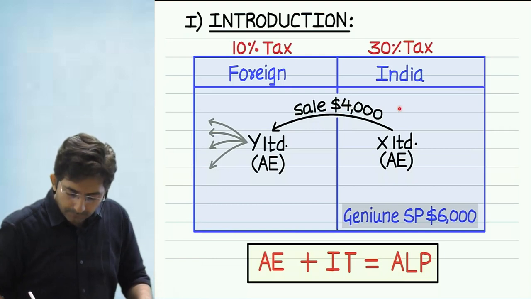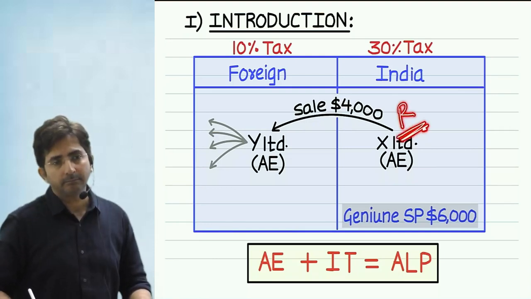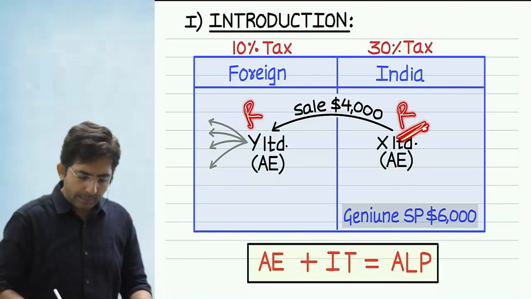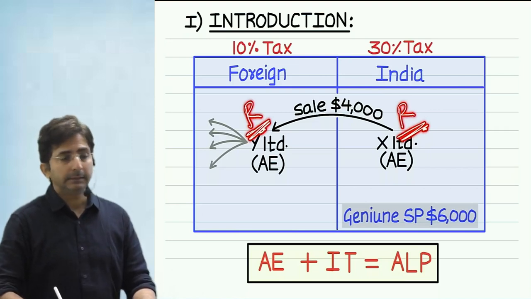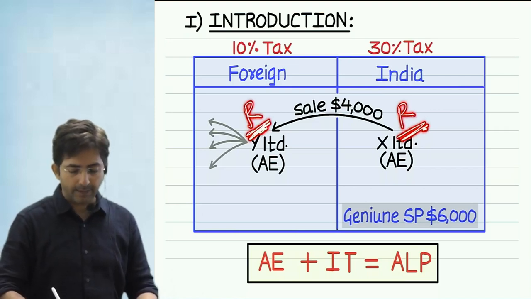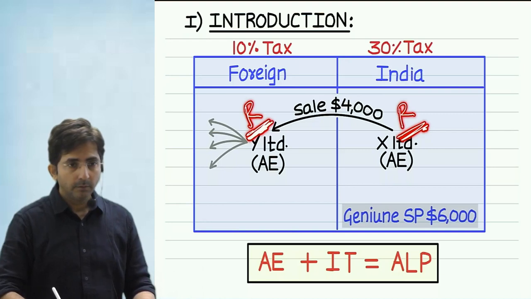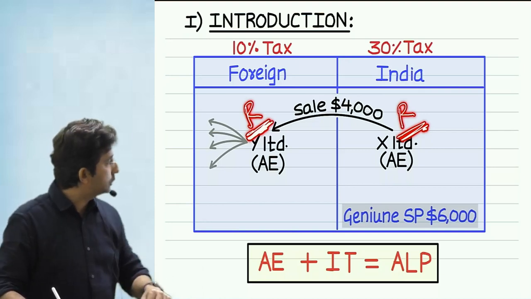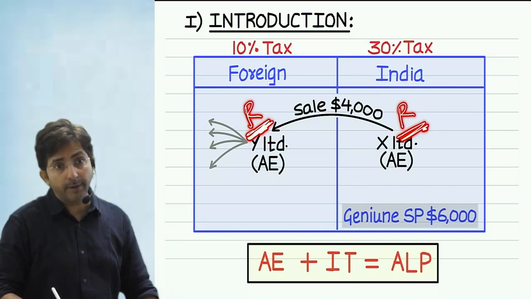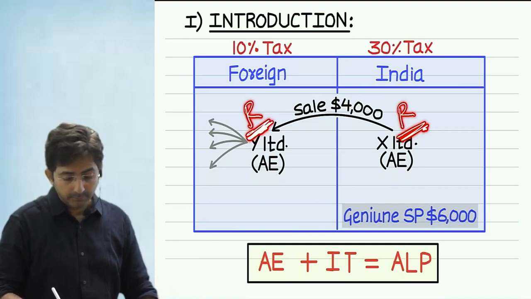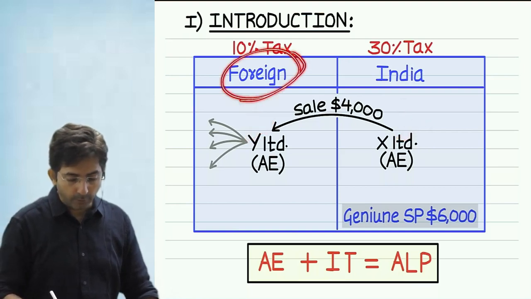Tell me, if X Limited is R and Y Limited is R, it is not an international transaction. Why? Wait. Firstly, many students will doubt. Sir, how come in your example Y Limited can be R? Because you have drawn Y Limited in a foreign country.